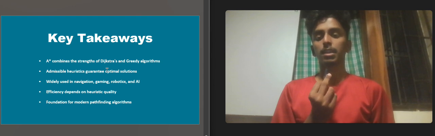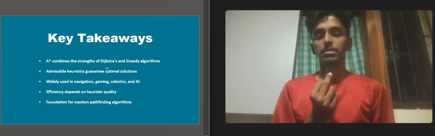To summarize, A star combines the strength of Dijkstra's and greedy algorithms. Admissible heuristics ensure optimal results. It is widely used in many applications and its performance depends on heuristic quality.